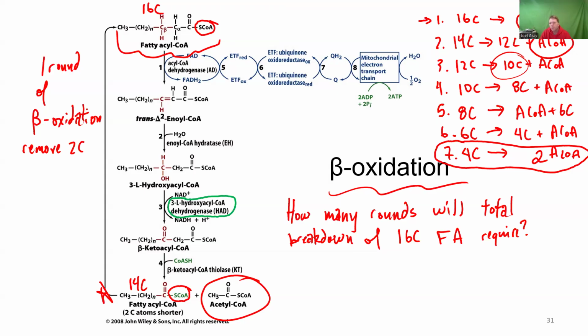Your fifth round, 6 and an acetyl-CoA. Sixth will be a 4 carbon and an acetyl-CoA. And your last round of beta oxidation, you're starting out with a 4 carbon long fatty acid or fatty acyl-CoA, and you will split that into a pair of acetyl-CoA molecules. Could everyone give me a 9 in the chat if you understand that 4 carbons will be split into 2 identical molecules?